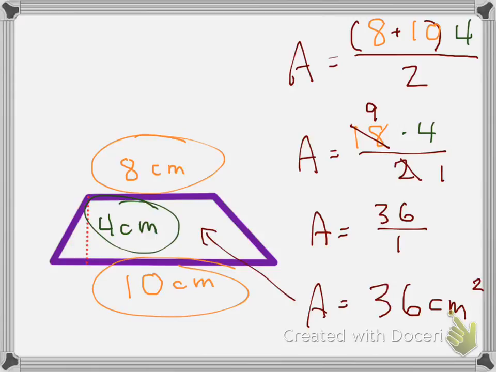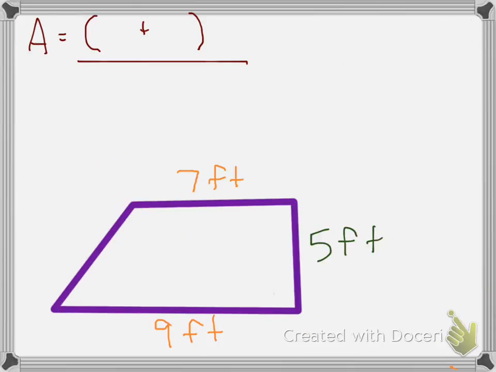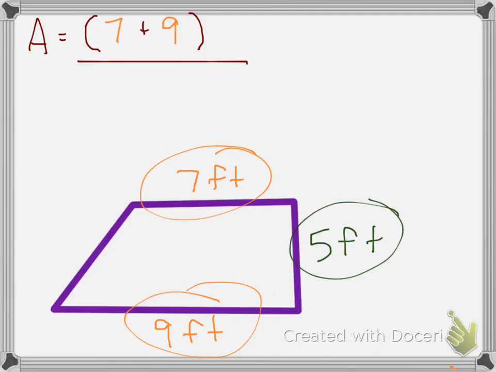Okay? Now I know there's a lot of steps. This is the most complicated formula we've used so far, so I'm going to show you a couple more examples. So again, my first step to finding the area of the trapezoid is going to be to add together the two bases. So I'm going to do 7 plus 9. Then I'm going to multiply by the height, which in this case is 5. My last step would be to divide the whole thing by 2.